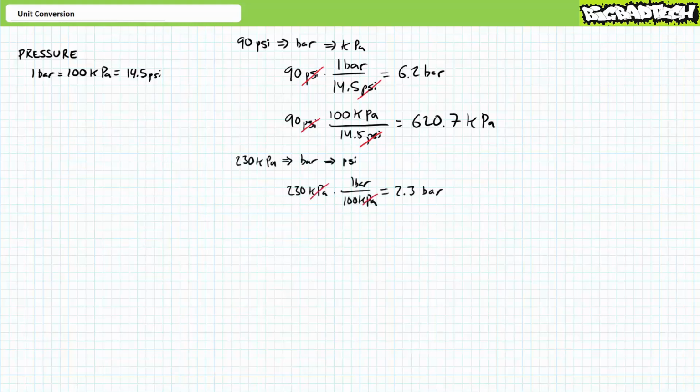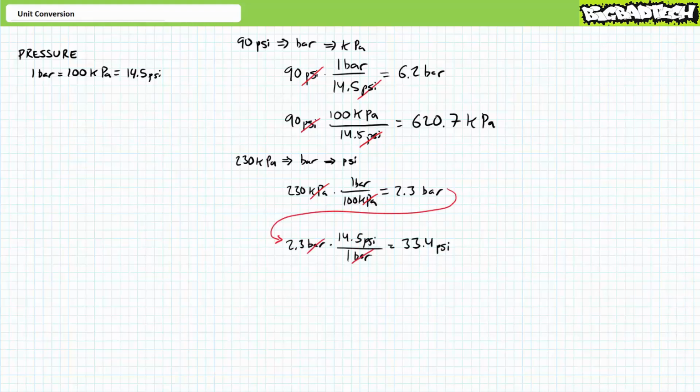Our next illustrated example is asking us to convert 230 kilopascals to bar. The unit we want, bar, is on top. The unit we don't want, pascals, is on the bottom. 230 kilopascals times 1 bar divided by 100 kilopascals. Units of pascals cancel out. We're left with 2.3 bar.